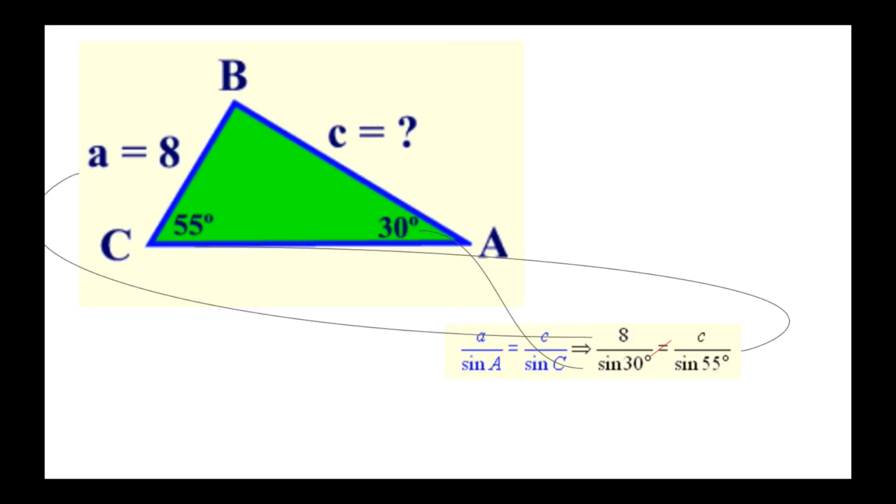Now we're going to cross multiply, and what we get is sine of 30 degrees times side C equals 8 times sine of 55. By solving this, we have C equals 8 sine of 55 over sine of 30, which when we plug into our calculator, we get more or less 13.1.